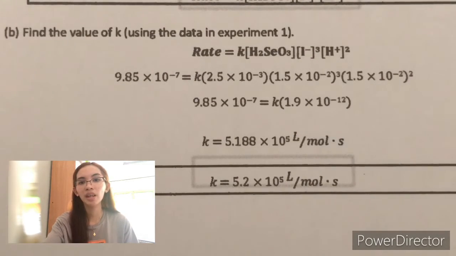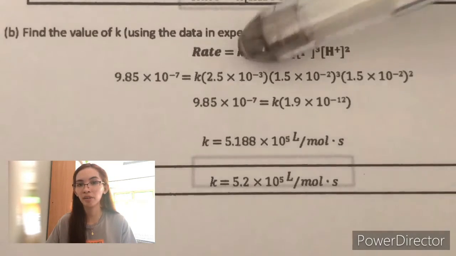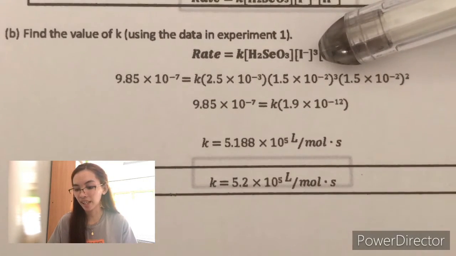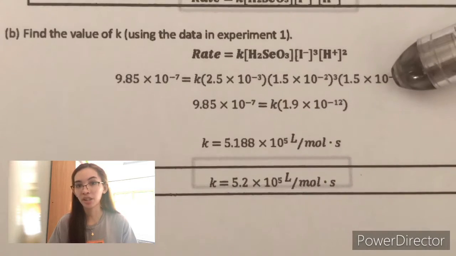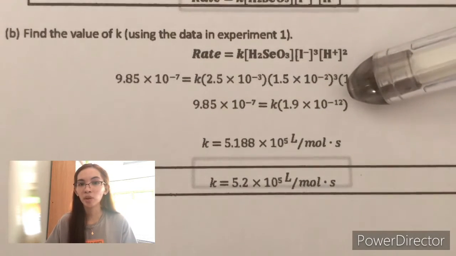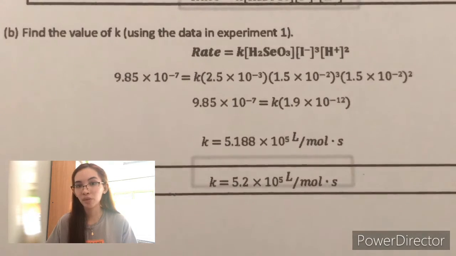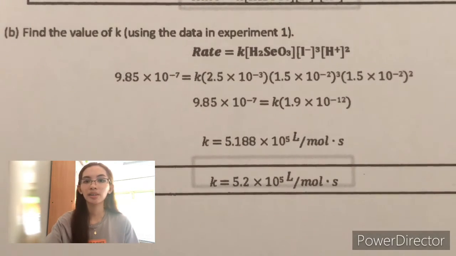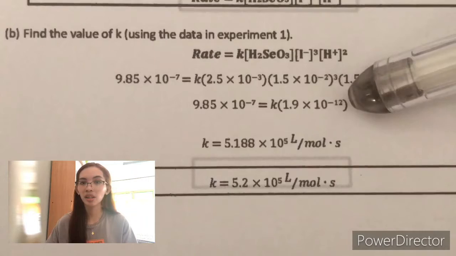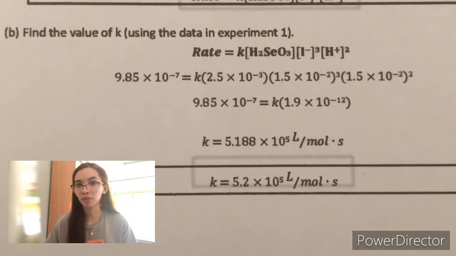Then after substituting all of it, we first multiply the values of selenious acid, iodide, and the hydrogen, from which we get 1.9 times 10 raised to the power of negative 12. So to get the value of K, we have to divide by 1.9 times 10 raised to the power of negative 12 in order for it to be cancelled out.